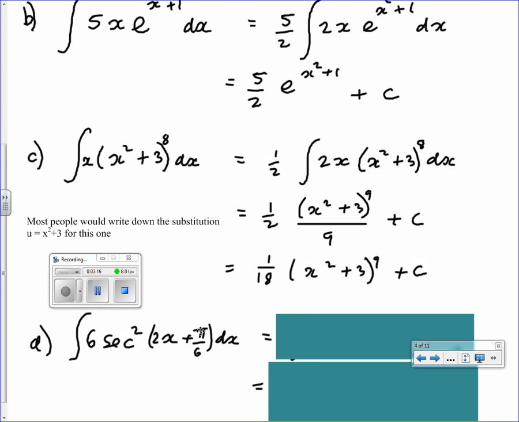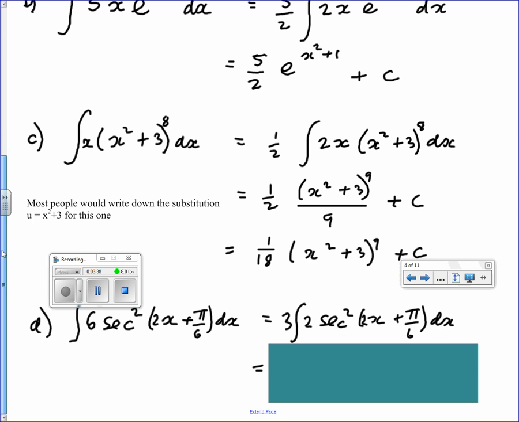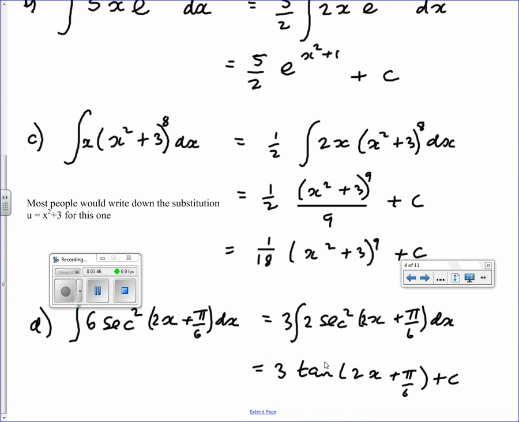Here, the derivative of 2x plus a sixth of pi would be 2x. Sorry, I beg your pardon. The derivative would be 2. So I could write this as 3 lots of twice, 2x plus pi over 6. You could use the substitution u equals 2x plus pi over 6 for this. But if you think of it as the chain rule in reverse, this is what you would get if you differentiated the tan of 2x plus pi over 6.